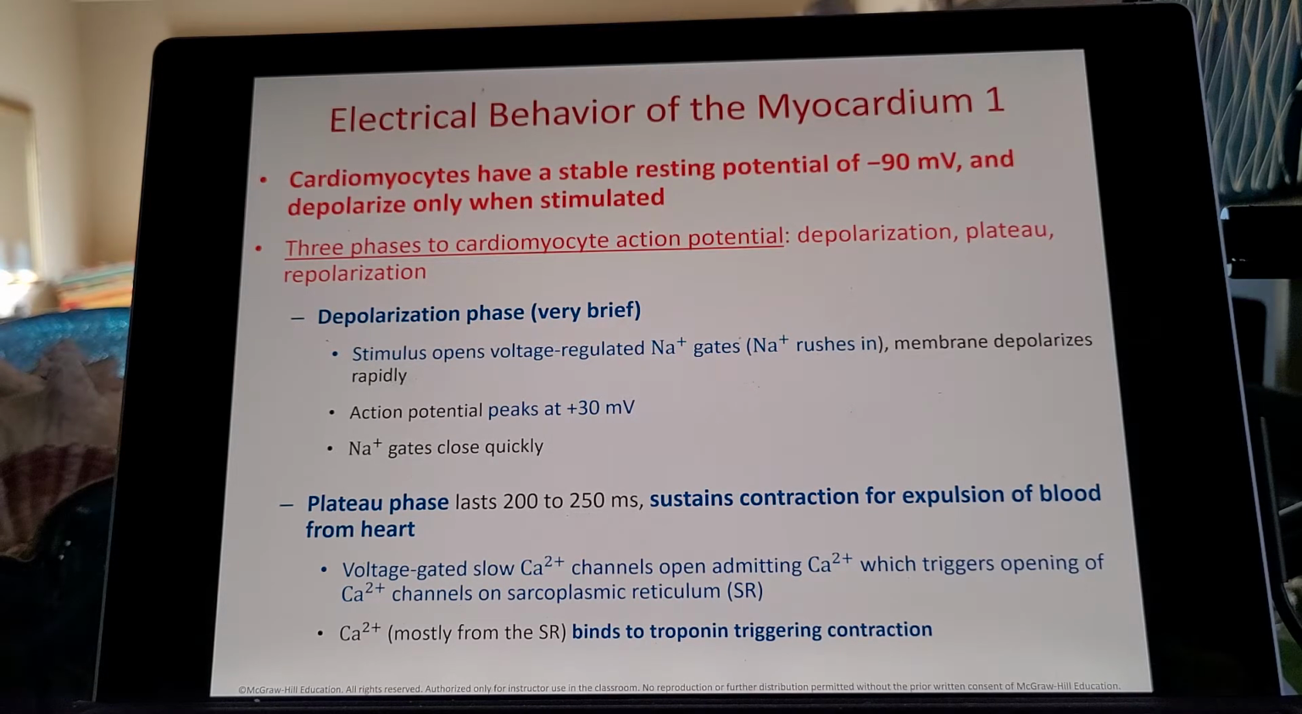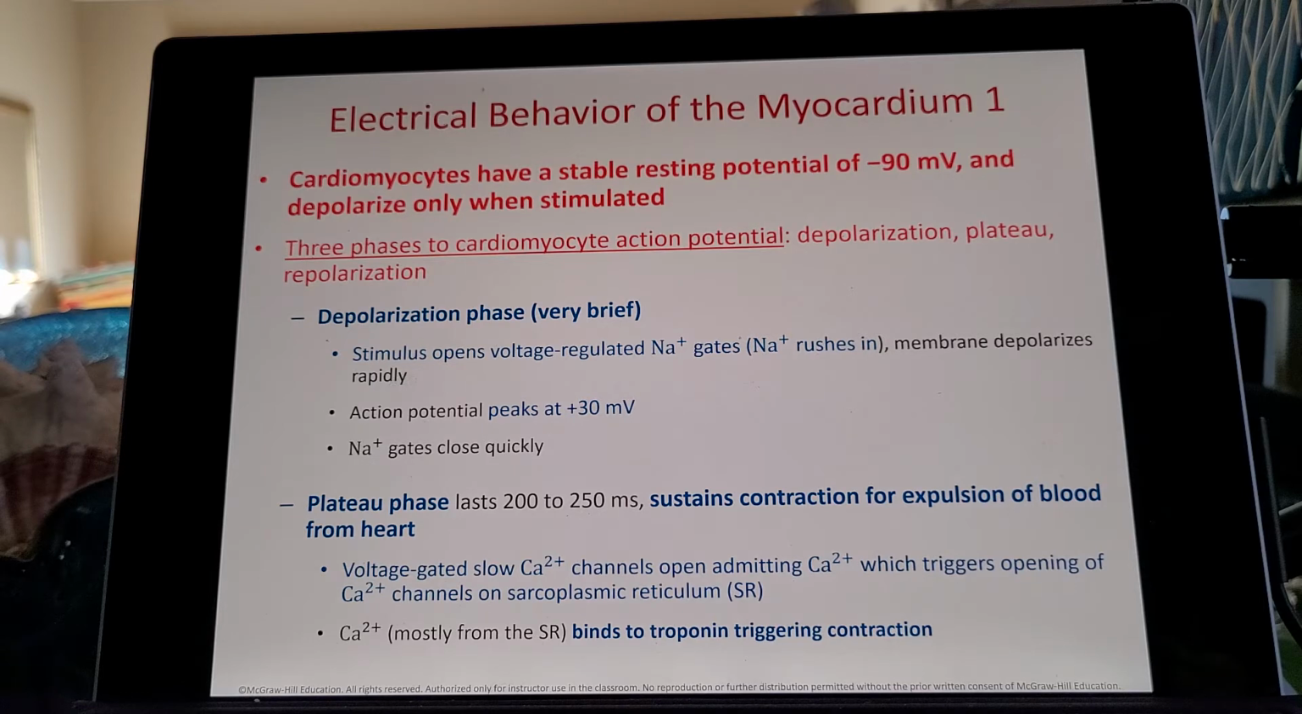Our next phase is the plateau phase. This is going to keep us at this high positive charge. We'll have calcium continuing to come into the cell. That's going to maintain our contraction to allow for blood to be pushed, either from the atria to the ventricles, or allowing time for that contraction to be sustained to push blood from our ventricles to either our pulmonary trunk or our aorta. So that calcium coming into the cell, positive charge coming into the cell, keeps our action potential at that positive plateau.